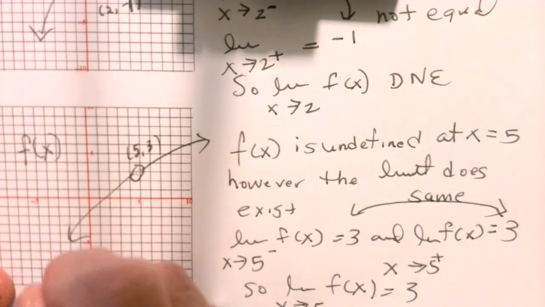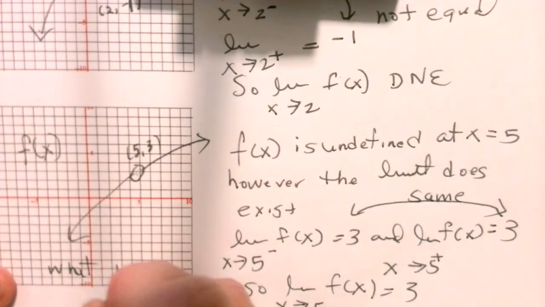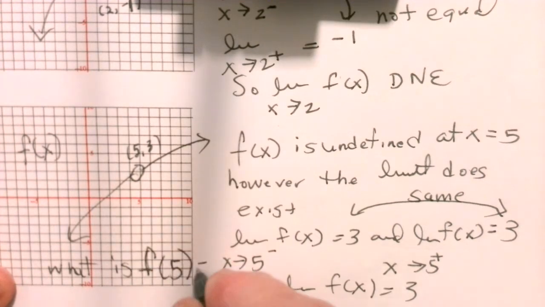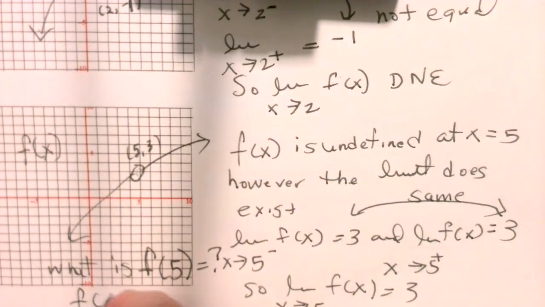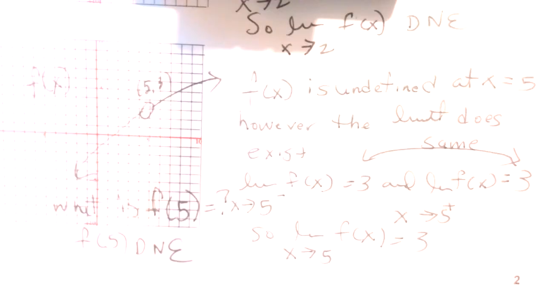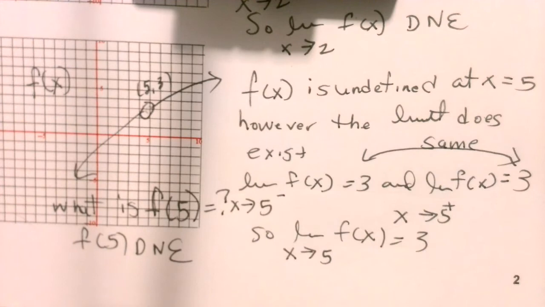Okay, so another question. What is f of 5? Well, if you were in my class, you would have to tell me. But f of 5 does not exist. Okay, so that's kind of looking at limits, looking at a graph. Because you can tell by looking at a graph what's happening with the limits. Okay, let's go to the next page.